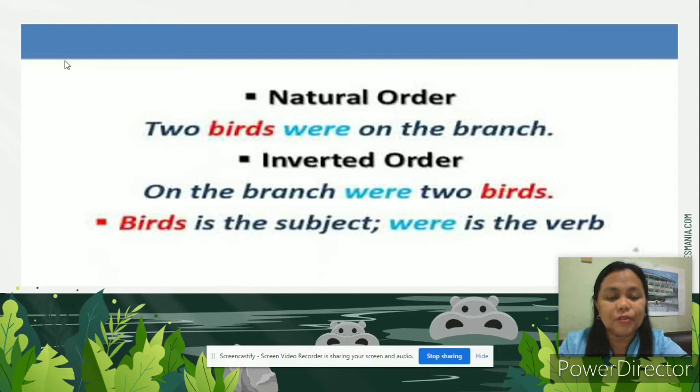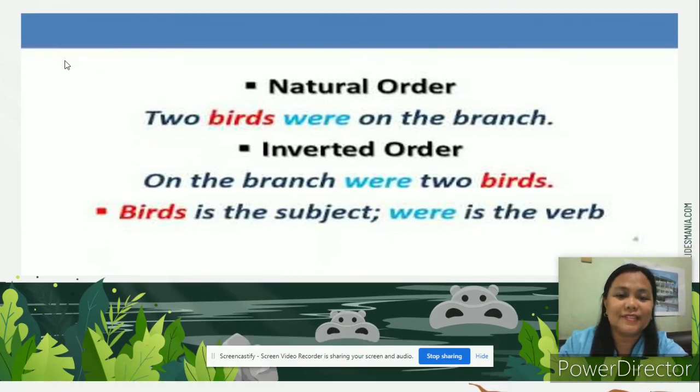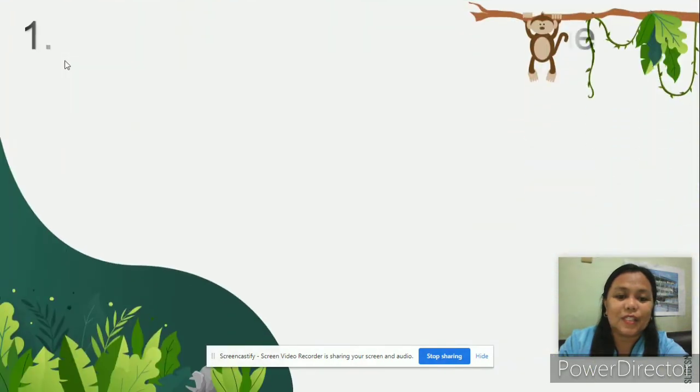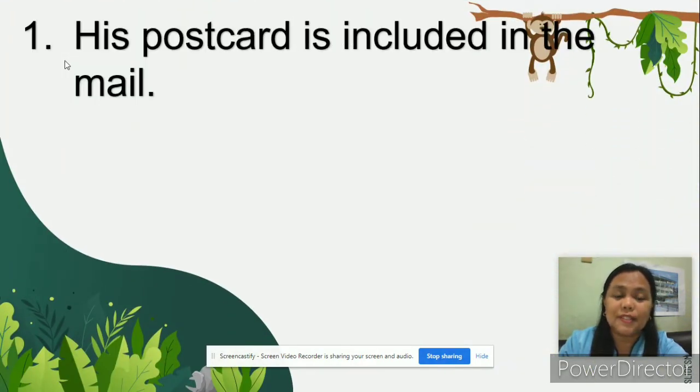Next, in inverted order, on the branch were two birds. So the verb comes before the subject. The verb, were, comes before the subject. So birds is the subject, were is the verb. Okay, do you understand the difference between natural order and inverted order? Okay, so here's this example.